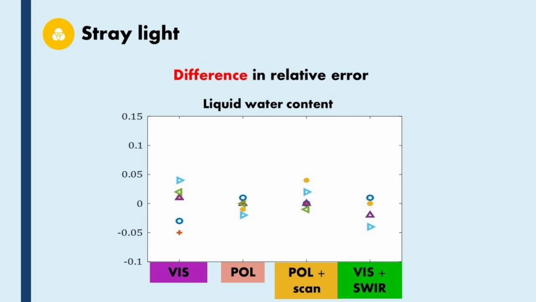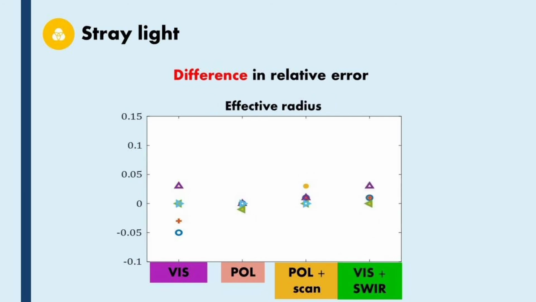The difference in relative error is no more than 0.05 for all the retrievals. The pol setup is most stable. This is even more explicit when looking at the effective radius retrieval.